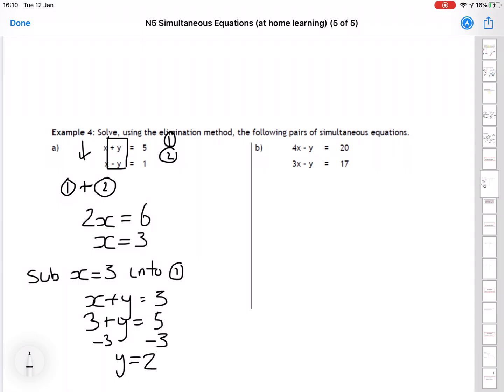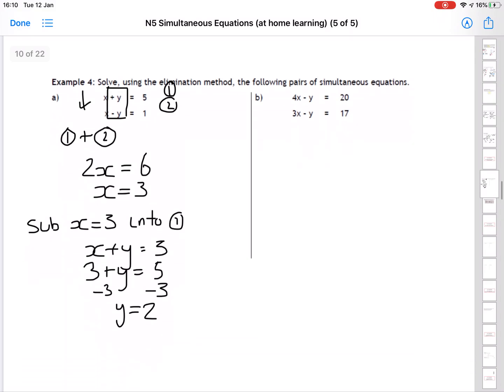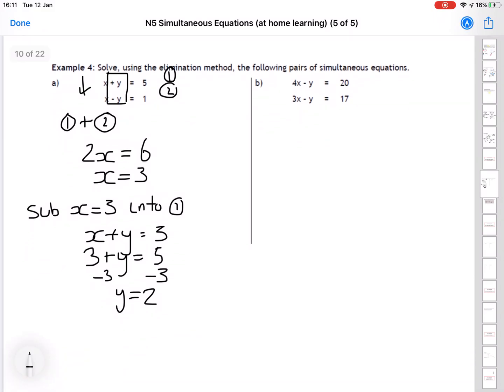Okay. At the very bottom, I'm just going to write my two answers just as a final answer. So x equals 3 and y equals 2. Okay, and like I said before, if you've got time, double check with equation 2 as well. So x minus y equals 1. Well, that would then be 3 minus 2, which is 1. So you would know that you've not made any mistakes.